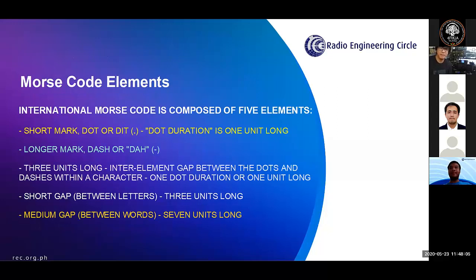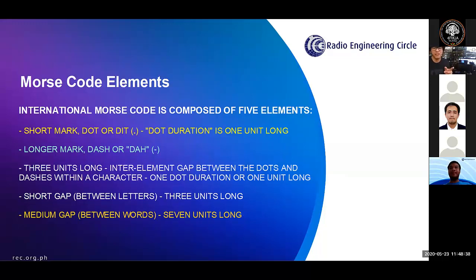So here are the elements of the International Morse code. Short mark, dot, or dit, is 1 unit. It's just a short period, so you can determine your pace on that. If you have one, that would be your dot, but you have to be longer on the dash. So a longer mark means dash.